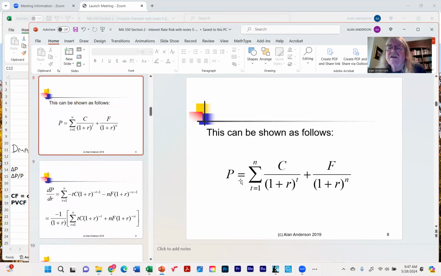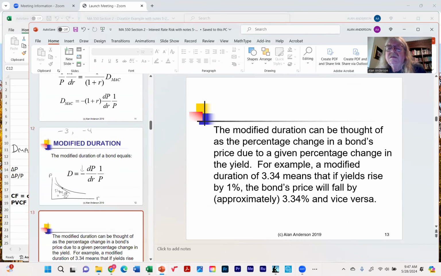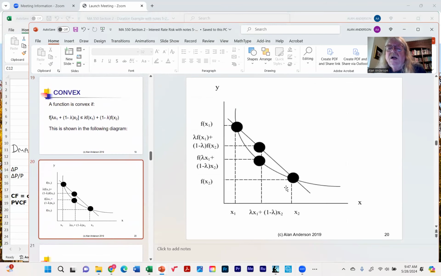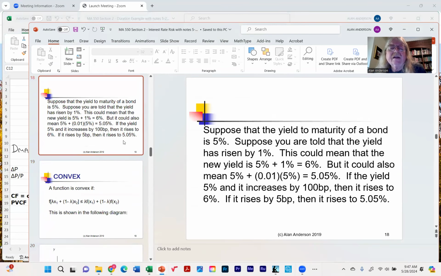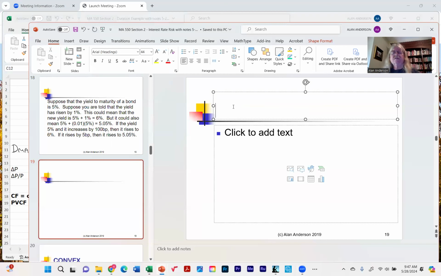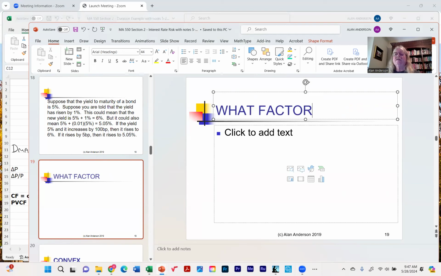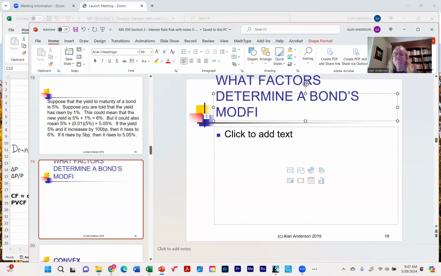So yeah, here you can see the derivation. We're going to come back to this when we start writing code. Oh, by the way, there's this discussion. We'll get to this in a second. I just want to mention what factors influence, or I shouldn't say influence, determine a bond's modified duration.